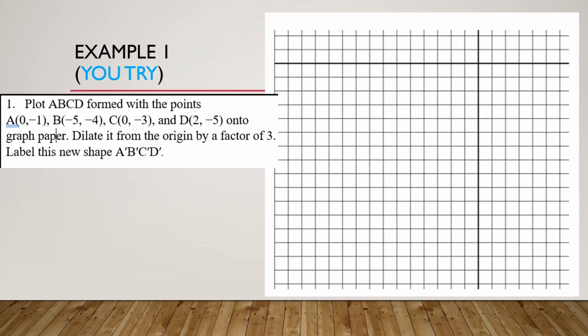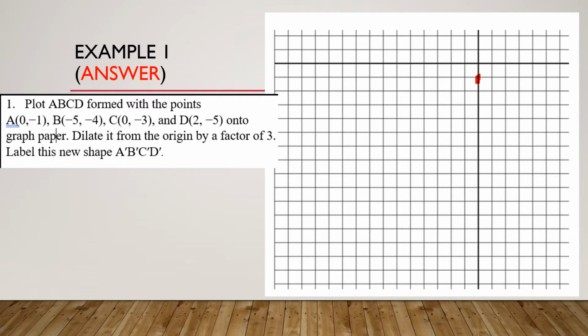So the first one we're going to do is example 1. If you haven't tried it yet, go ahead and try, and then when you're done, unpause the video to go over it. So first we have to plot A, B, C, D. A is at 0, -1, so over 0, down 1. B is -5, -4, so left 5, 1, 2, 3, 4, 5, down 1, 2, 3, 4.